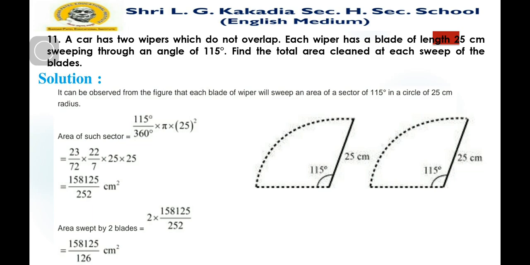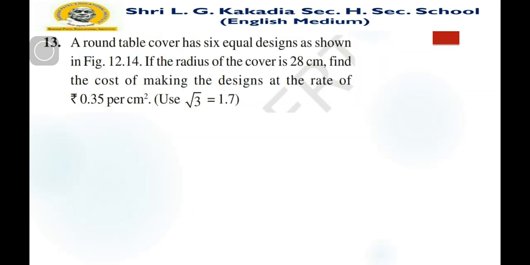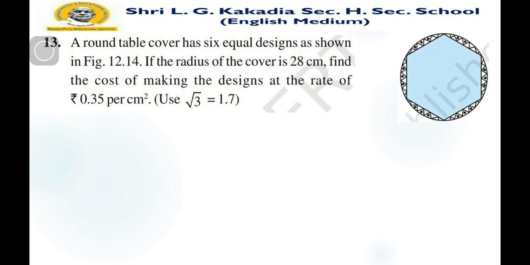So if you want to find the area of this fraction in decimal point, you can also find that. Now, given that a round table cover has 6 equal designs as shown in the figure. As you can see here, there are 6 designs in a rounded shape.